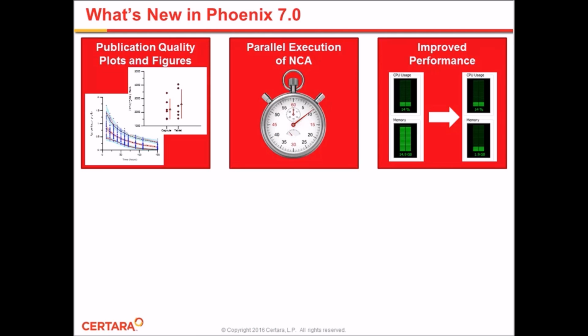The third area we're going to present is about improved memory usage in Phoenix 7.0, which can yield up to a 90% reduction in memory utilization due to a new data layer in Phoenix 7.0. This will benefit all Phoenix users no matter which products you use.